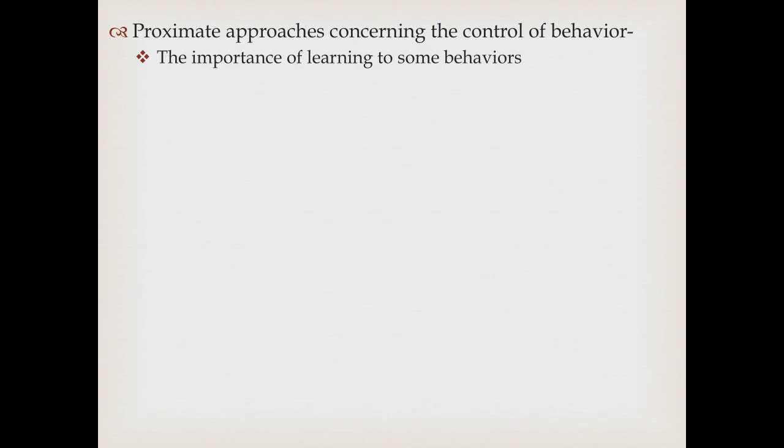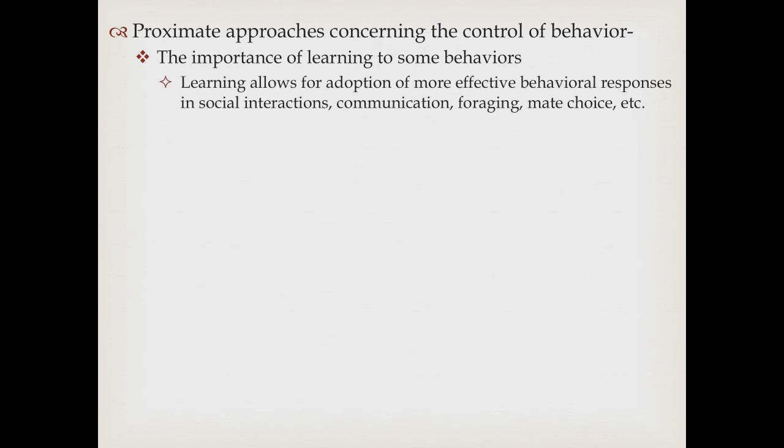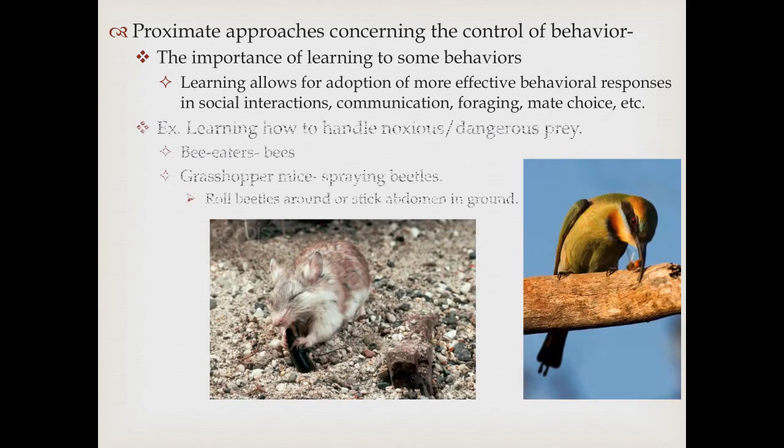And learning can be very important in some behaviors. So learning allows for adoption of more efficient behavioral responses in things like social interactions, learning who you shouldn't fight, who you might be able to beat, who would be an appropriate mate, who might not be a good mate, learning what foods are good, what foods are inappropriate, what things taste bad. So it can lead to more efficient behaviors in the future.